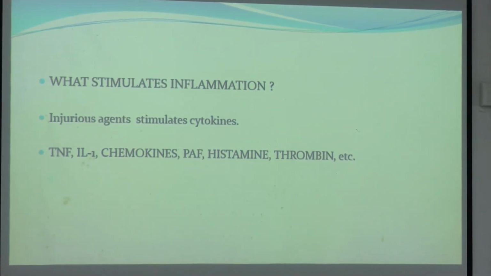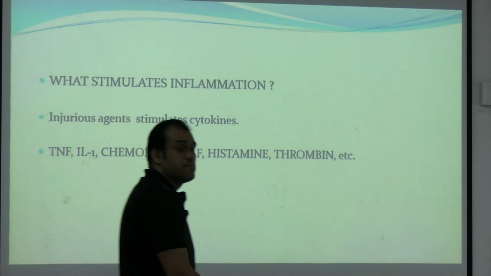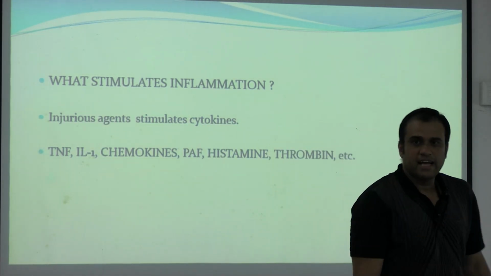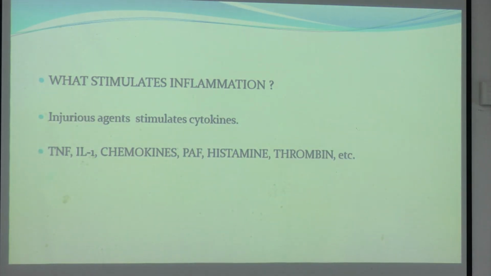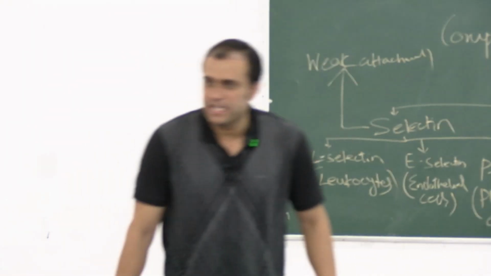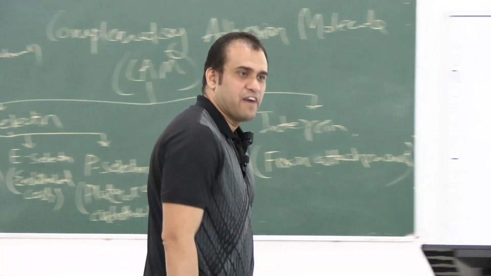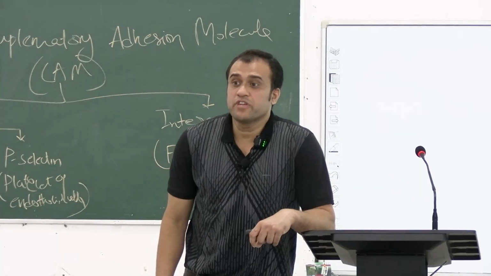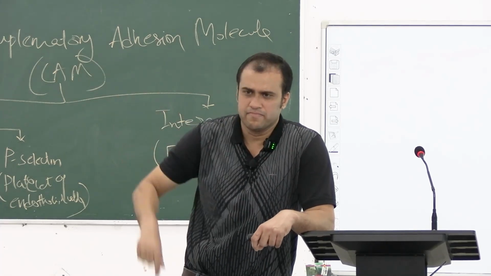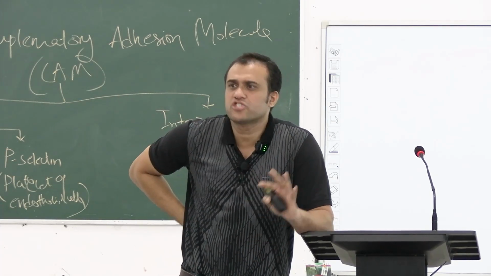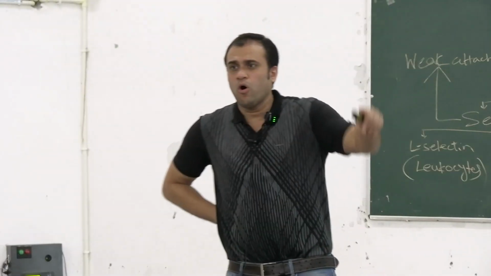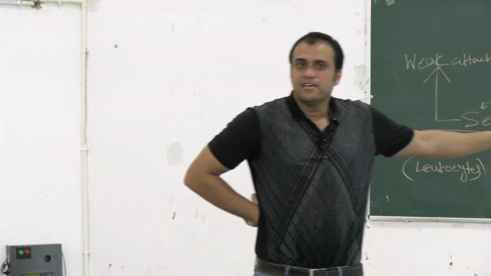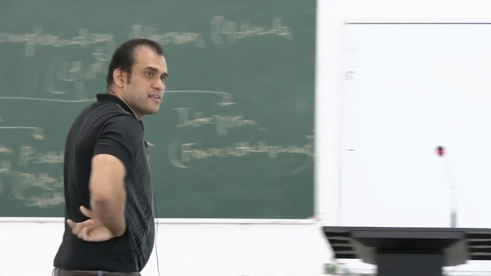But before that, what stimulates inflammation? Any kind of injurious agents or events stimulate cytokines like interleukin-1, interleukin-8, TNF (tumor necrosis factor), platelet activating factor, histamines, components of the complement system like C5a, products of arachidonic acid metabolism. This topic will be taken in detail on Monday, just remember the names. Also thrombin, etc. So these are all the agents which stimulate the leukocytes, okay, right?